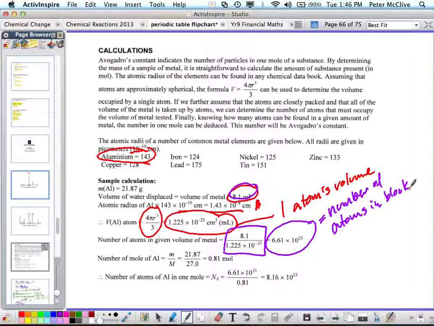And at the same time, you work out how many moles you had in your block. So this is all using volume. And then the flip side is you're working out the moles, n equals m on M. Here, that's where you have the mass, divided by, if it's aluminium, 27, which is from the periodic table, gives you the number of moles in that block. Okay? So that's based on masses.